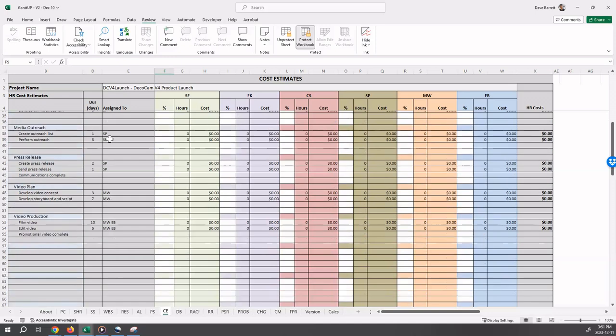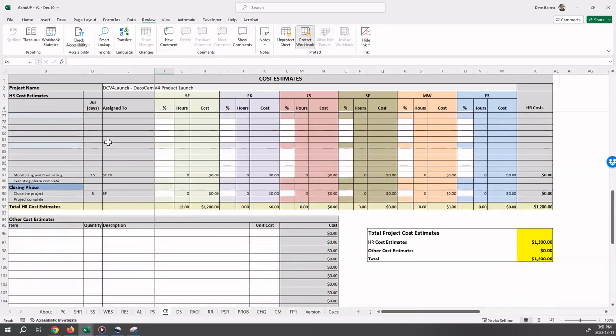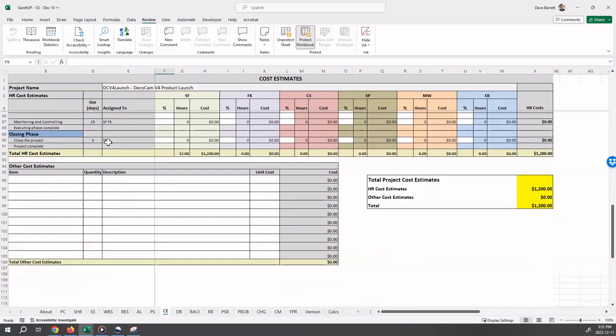Okay, so let's skip down and go down to the other costs. In the other costs section, each non-human resource cost should be entered. For example, banner stands are required in the case study project.